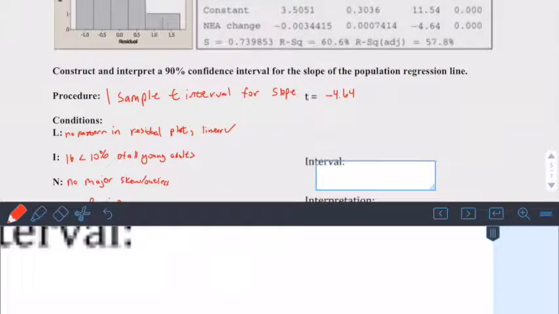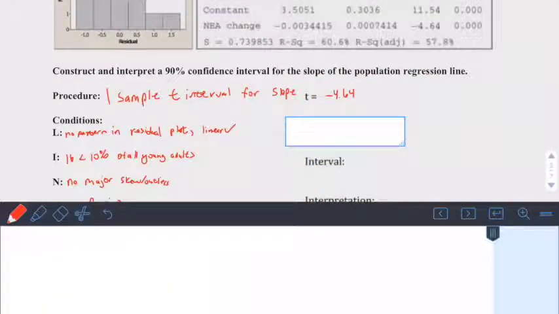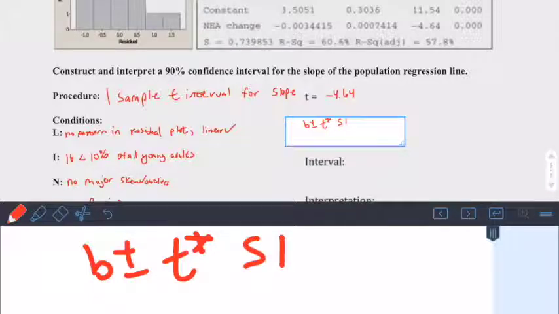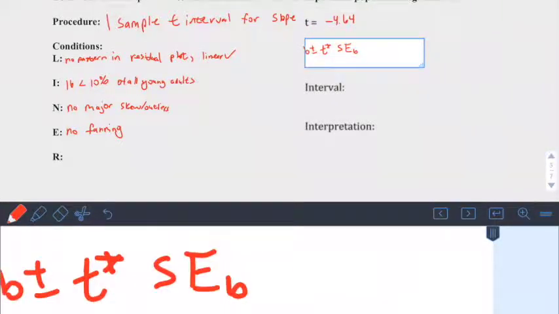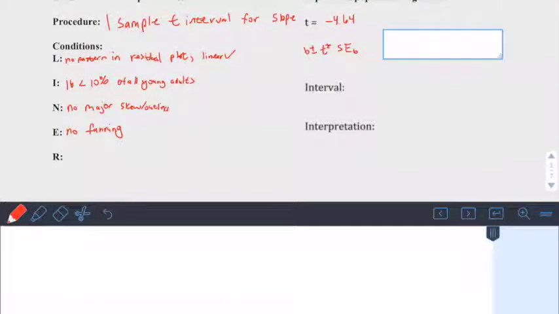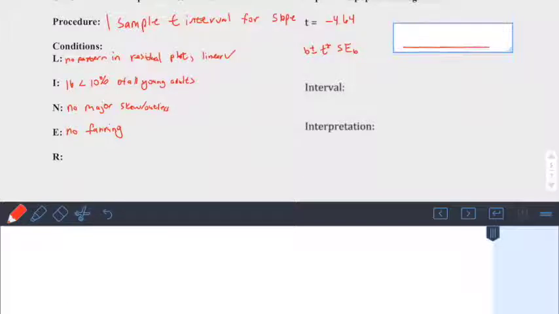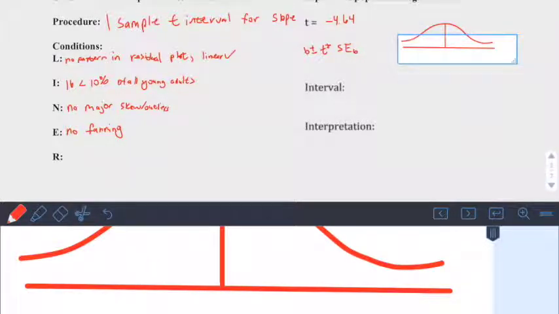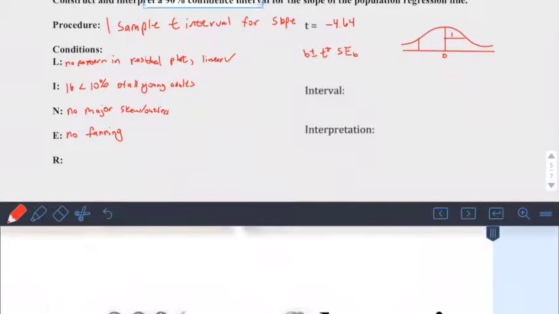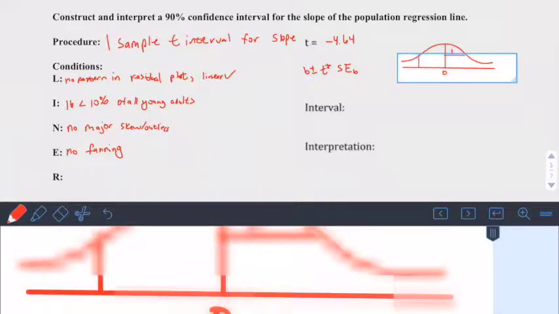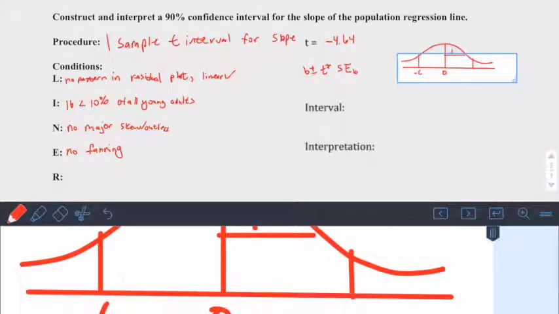So when we form our interval, we have our b, plus or minus t star times the standard error of the slope. So note that the t is different than the t star. So we can use that t value where we can use our t distribution. For a 90% confidence interval, that means that there's 5% in each tail.